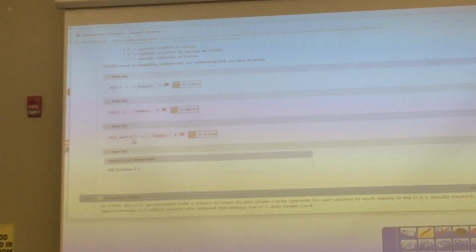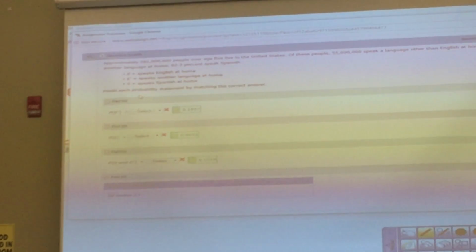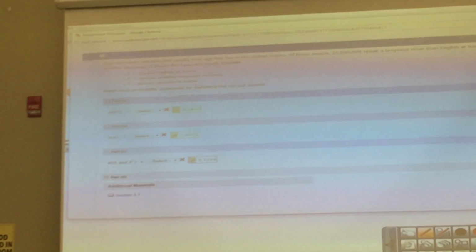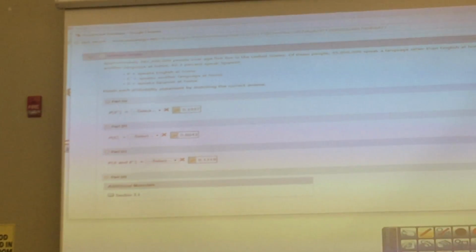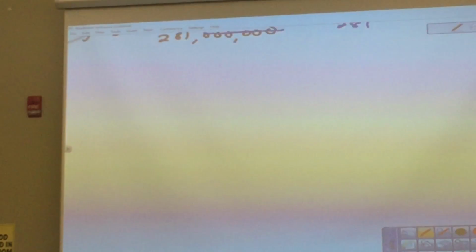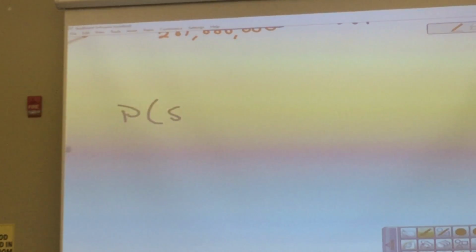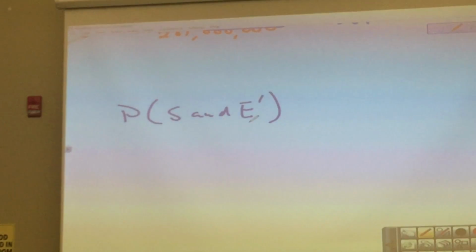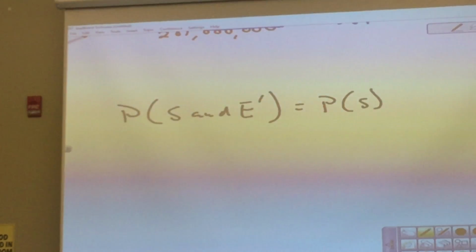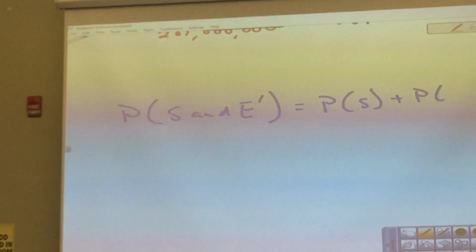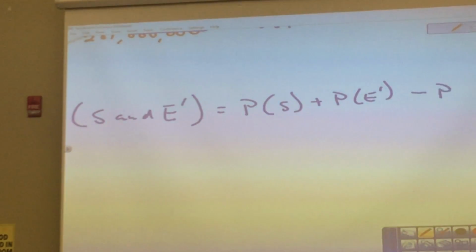Probability of S and not E. Okay, so S is speak Spanish at home. I have to think about this one for a second. The probability of Spanish and E not. So you have to find out how many people are, like the 34,265,000 people who speak Spanish. So we have to subtract them?